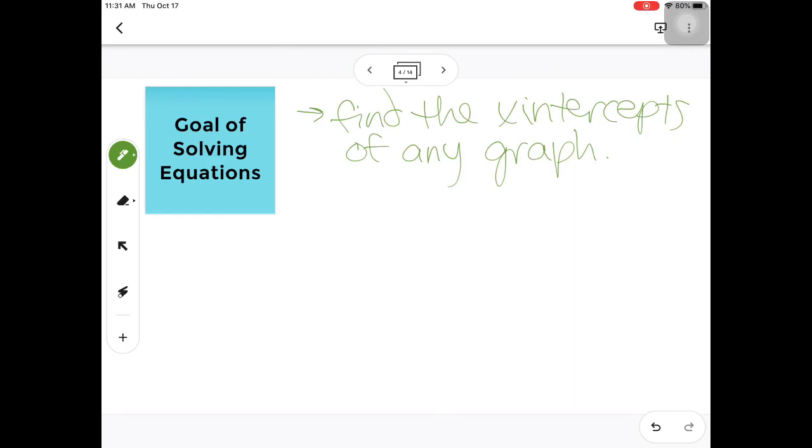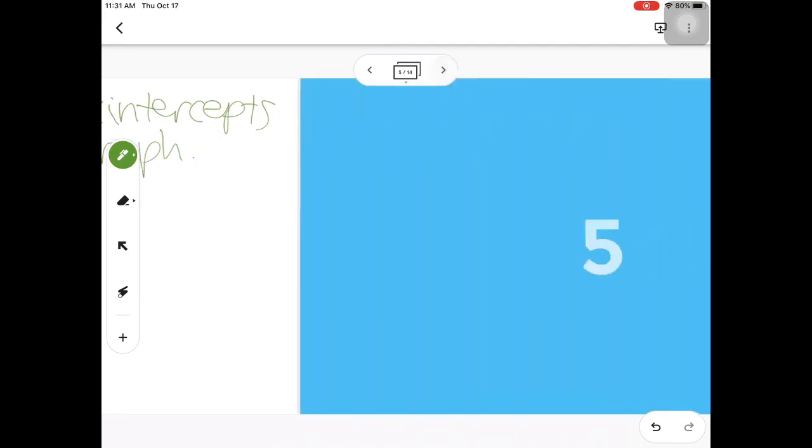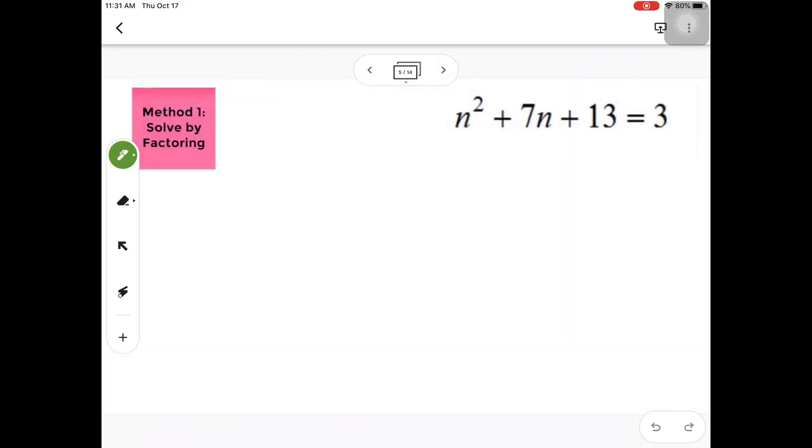When we do this, you're going to have multiple ways to do that, and that's what we're going to go over first, all the different ways that you can solve an equation. The first method is going to be to solve by factoring. I'm going to give you some steps here and then solve the problem that's off to the right.